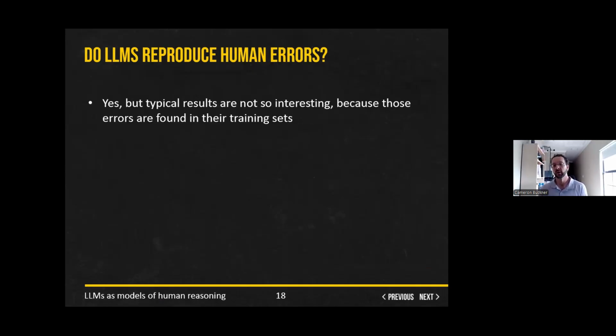So if we look, do these systems reproduce human errors? They do in many cases, but it's not that surprising because they were trained on human generated data sets, right? Which are full of human errors.